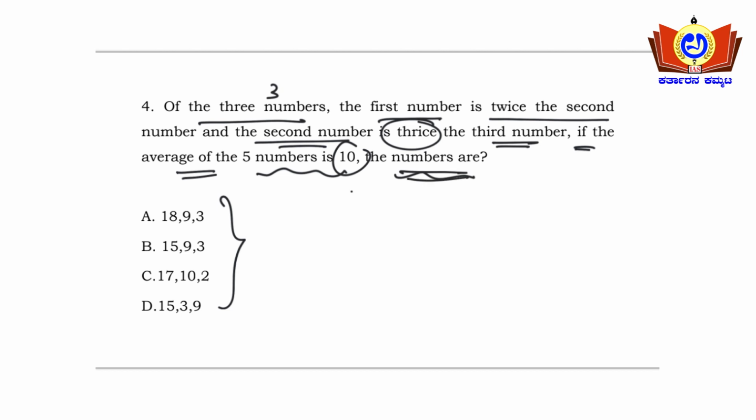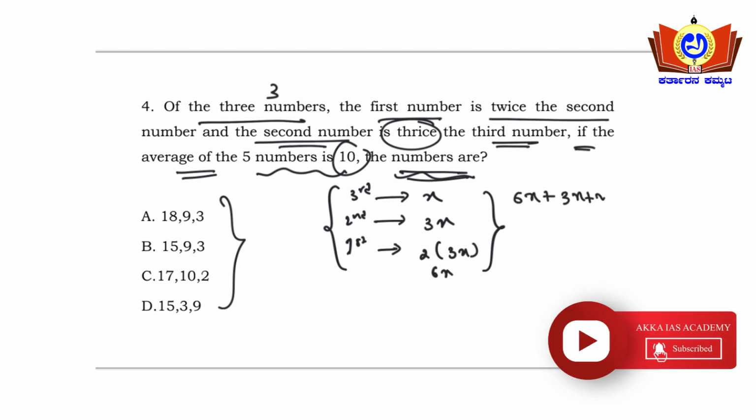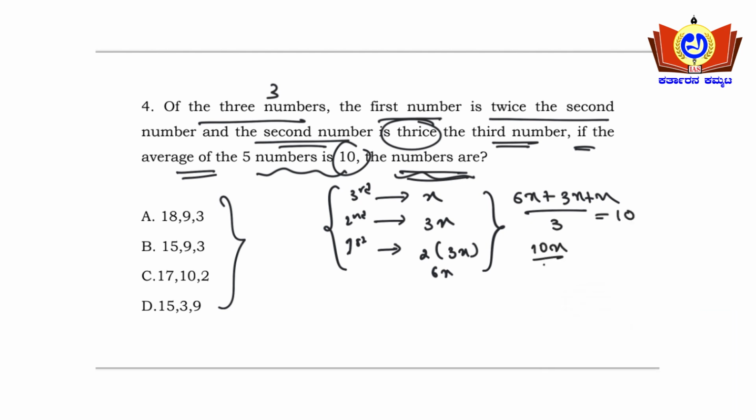I'll consider the third number as x. Then the second number will be 3 times x. Then the first number will be 2 into 3x, that will become 6x. So these are the values I can consider here, right? What the question says: the average of 3 numbers is 10. So that is nothing but (6x plus 3x plus x) upon 3, that will be 10. So this is nothing but 10x upon 3 equals 10. So x will be 3 here.